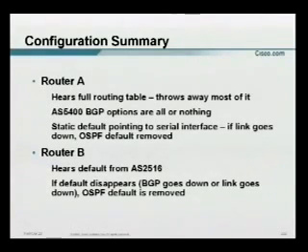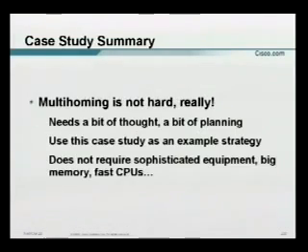Router B, here's the default from 2516. If the default disappears, either BGP going down or the link going down, the OSPF default is removed from this router, and so the default from the other one takes over as the default exit point. And this all works beautifully. They get very, very fast failover if the BGP links goes down. So they were really happy with it.